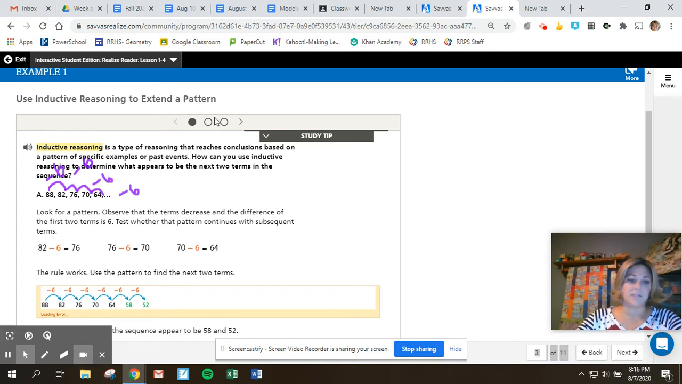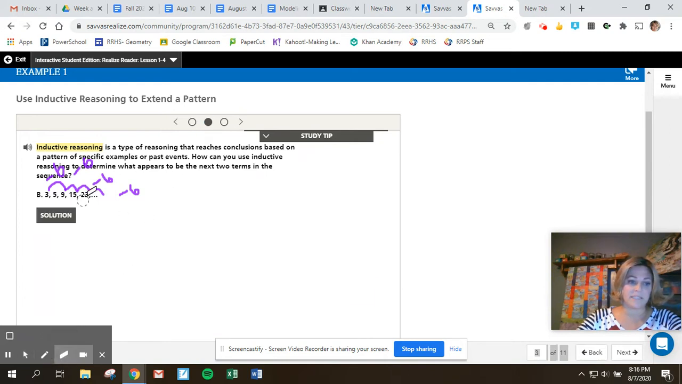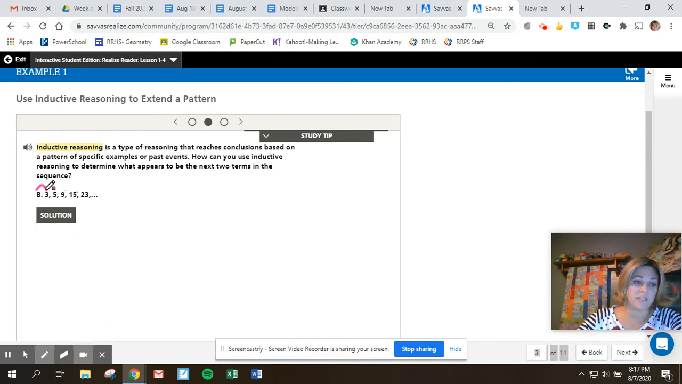Okay, so let's go to this next part. I'm going to erase this. Try to see if you can see the pattern here. Okay, I'm going to try addition or subtraction first. So I go 3 to 5. From 3 to 5, I'm going to say, okay, I add 2.